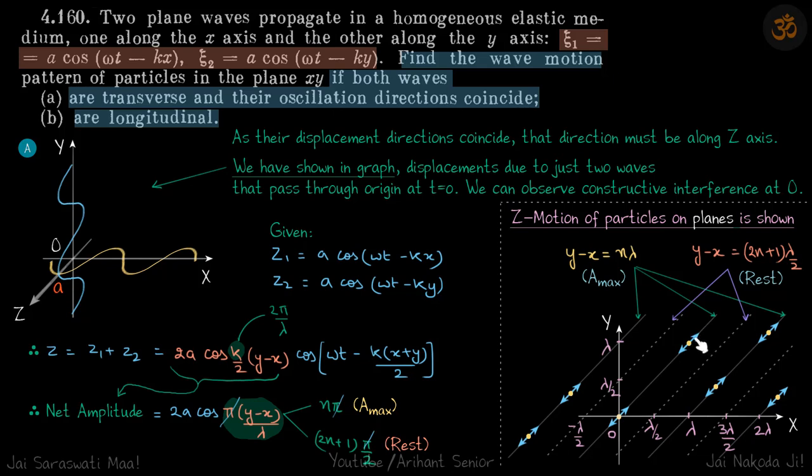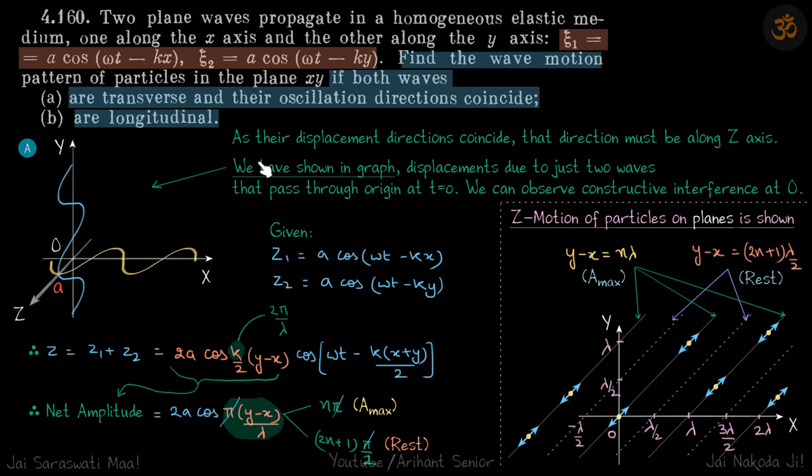So the motion will not be in the xy plane, but you can imagine this particle will come up the plane and go down the plane, come up the plane and go down the plane. A particle at any point on this line will be at rest. And in between, the amplitude will be less than A max, but not 0. So that is the answer to the first part, when the waves are transverse and their oscillation directions coincide.